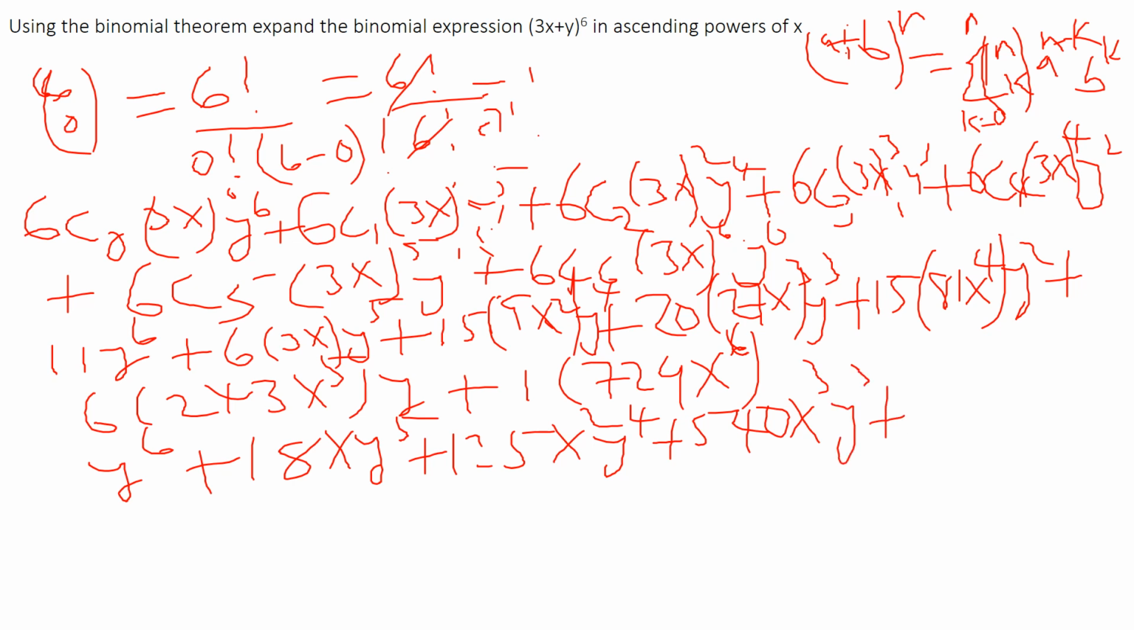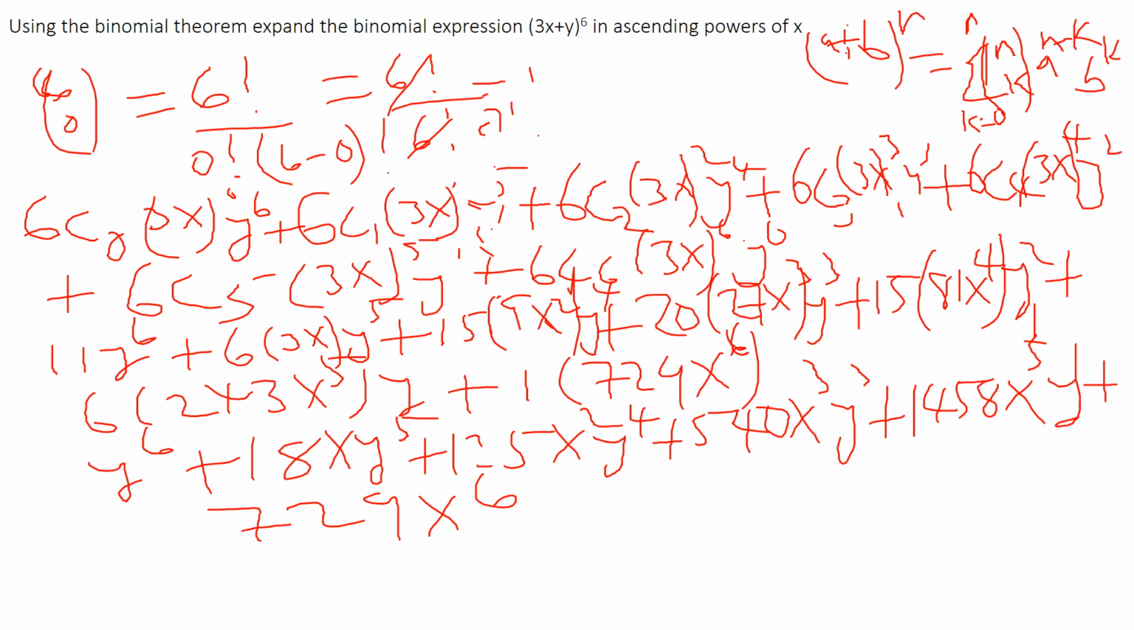x cubed y cubed, and then plus we have the other one is 15 multiplied by 81, which becomes 1458, x raised to power 5, then y, and then plus the last one, which becomes 729, x raised to power 6. So that is how you can expand any binomial expression using the binomial theorem.